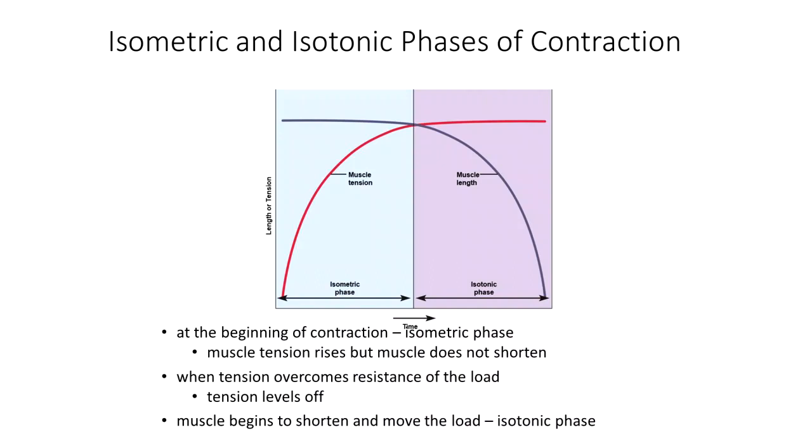At the beginning of a contraction, in the isometric phase, the muscle tension rises, but the muscle does not shorten. When tension overcomes the resistance of the load, the tension levels off. The muscle begins to shorten and move the load. This is the isotonic phase.